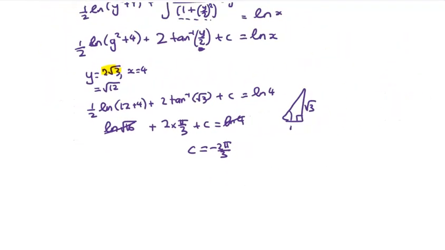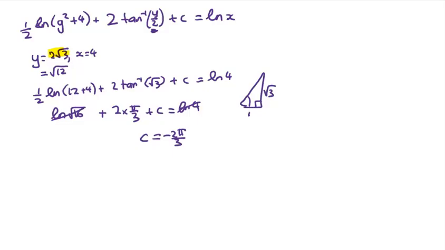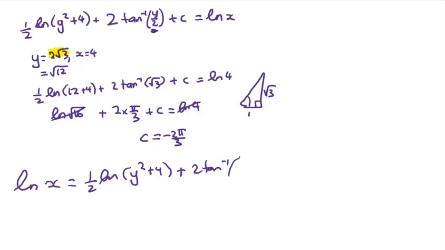Right, so let's clean all of that up and see where we've got to. Well, we have the natural log of x is equal to a half ln of y squared plus 4 plus 2 tan inverse of y on 2 minus 2 pi on 3. So the last part of the question required us to find x when y equals 2. So I didn't e to both sides here or anything, I just substituted values in.